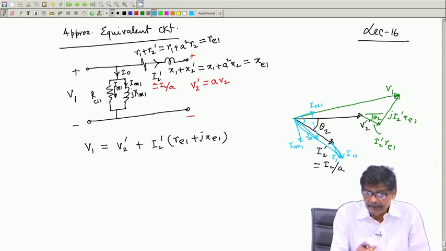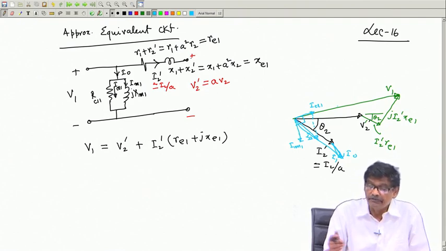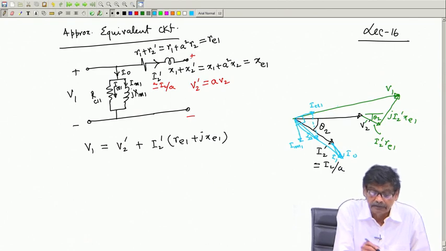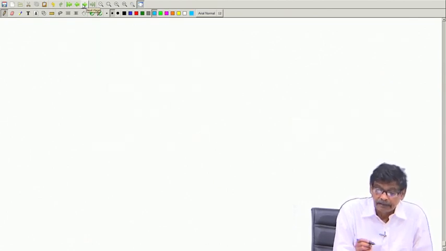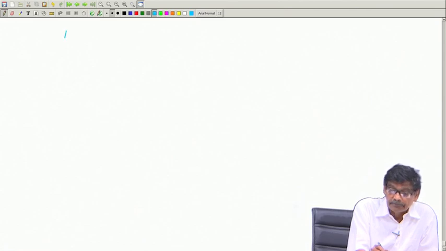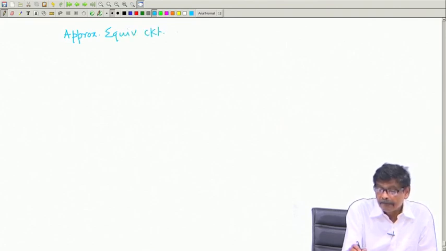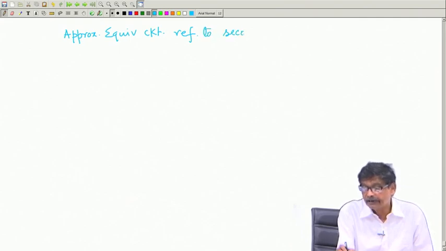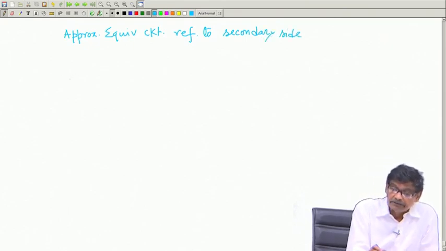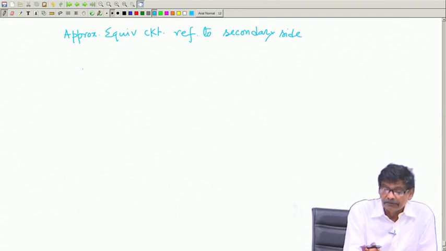Similarly, for the same transformer, you can draw the equivalent circuit referred to the secondary side or load side. I will do that, and you should practice them. So, suppose approximate equivalent circuit, referred to secondary side or load side. I will draw it very quickly because I know what is what. So, equivalent, first you draw the equivalent circuit.